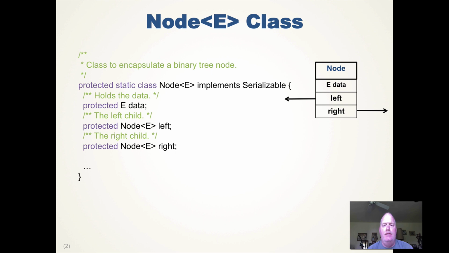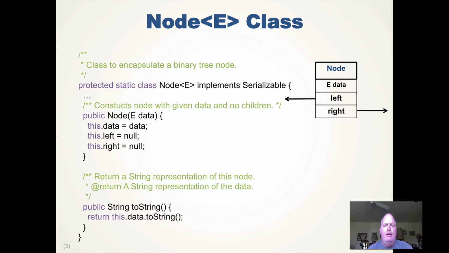In fact, it looks very similar if you draw it to a doubly linked list, left and right, except now we're talking about children, not predecessors and successors. The node class has a constructor that allows us to construct it given the data, and the toString method so that we get something interesting, so we just return the toString of the data.